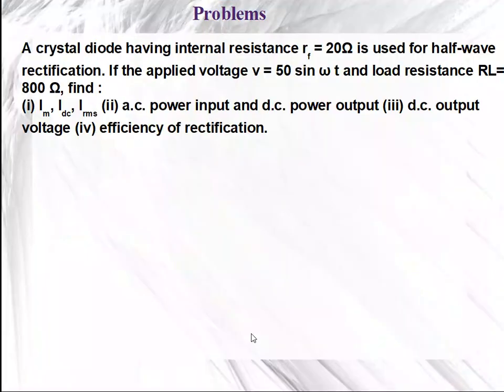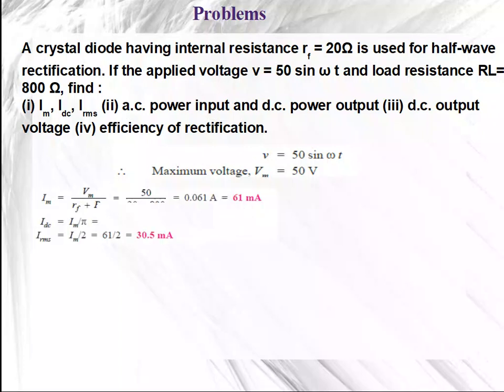And then the next question, which is a very common question: a crystal diode having internal resistance RF equal to 20 ohm is used for half wave rectification. Here they are asking for Im, IDC, IRMS. I think it is very easy. You can also find it out yourself. V is equal to 50 sin omega t, so the maximum voltage Vm is equal to 50 volt. If we use this, then Im is equal to 61 milliampere. IDC, I think, is a very easy sum, so you can do it also.